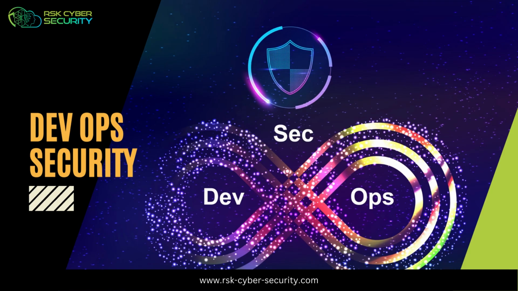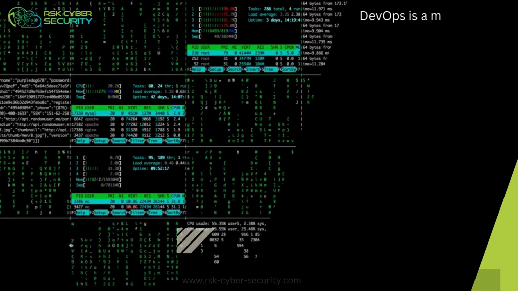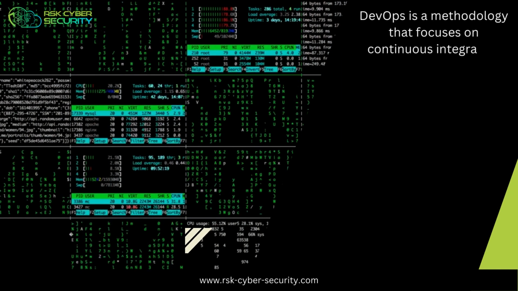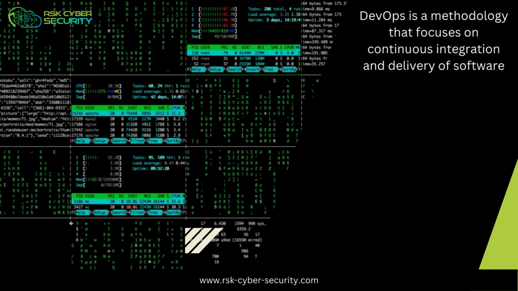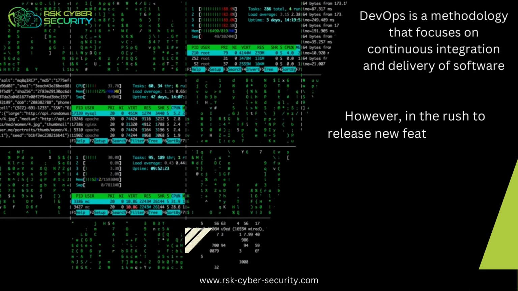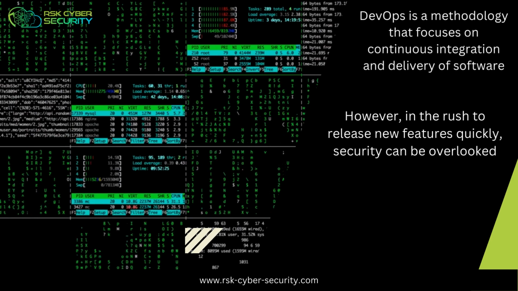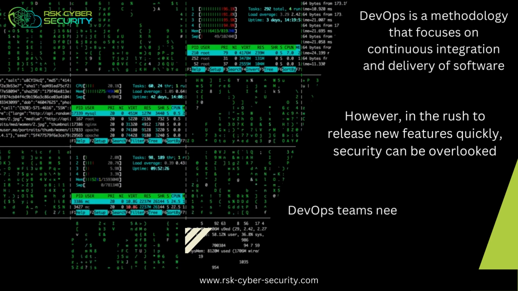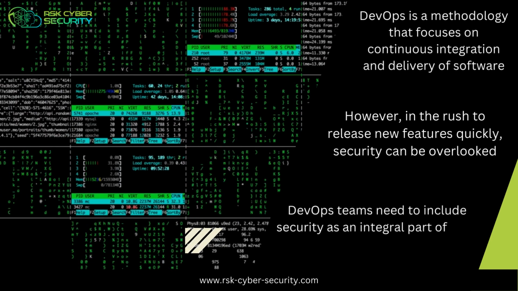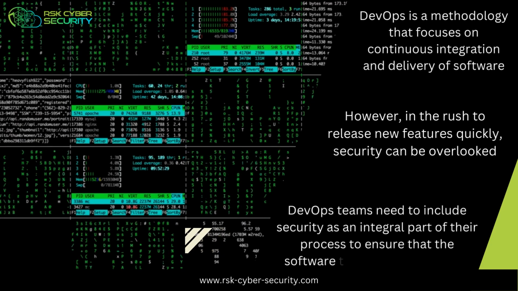DevOps security. DevOps is a methodology that focuses on continuous integration and delivery of software. However, in the rush to release new features quickly, security can be overlooked. DevOps teams need to include security as an integral part of their process to ensure that the software they develop is secure.